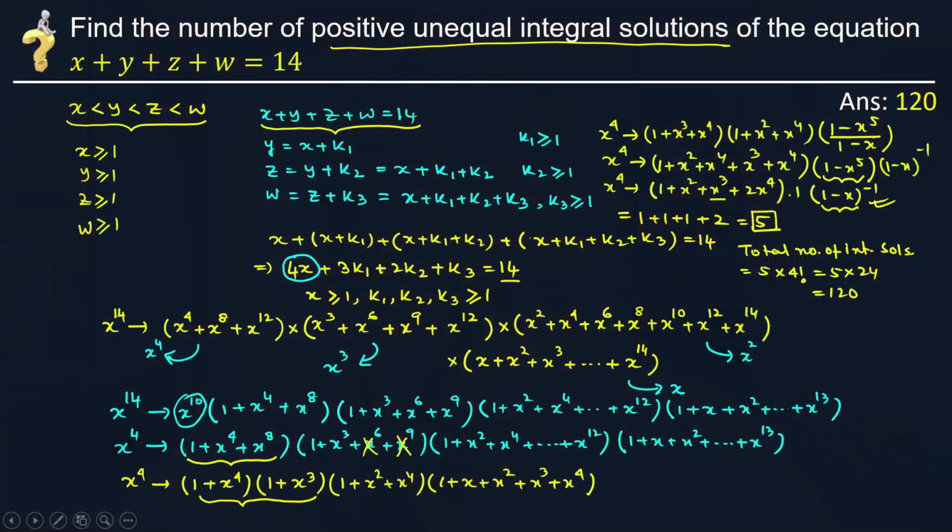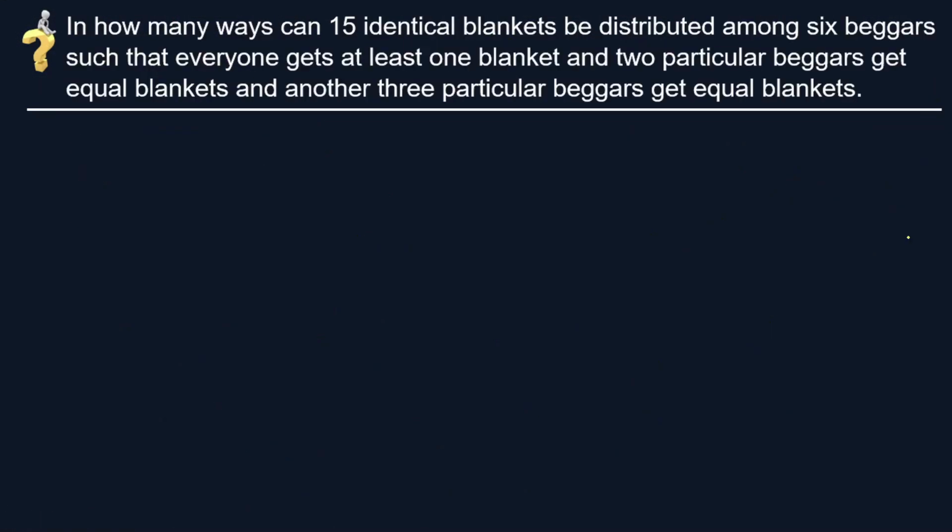Let us take another problem. In this question, they have said: how many ways can 15 identical blankets be distributed among 6 beggars such that everyone gets at least 1 blanket, 2 particular beggars get equal blankets and another 3 particular beggars get equal blankets.